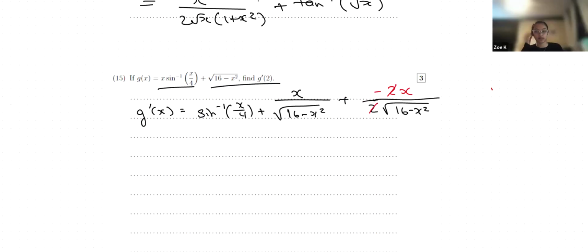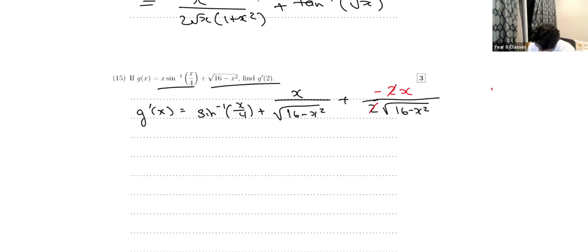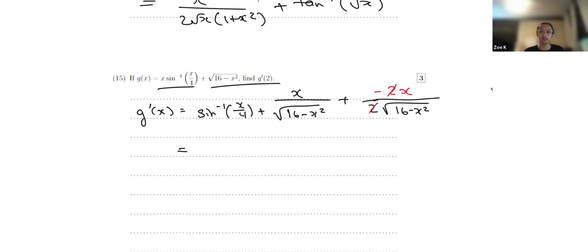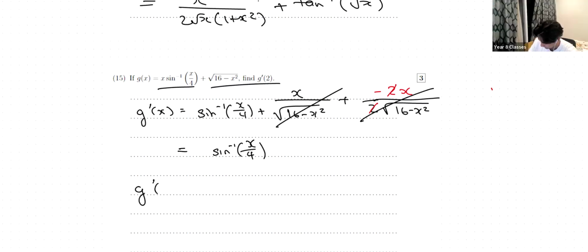The 2 fractions. So this gives you sine inverse x on 4, and then sine inverse half, which is pi on 6. Sine inverse 2 on 4. Very good.